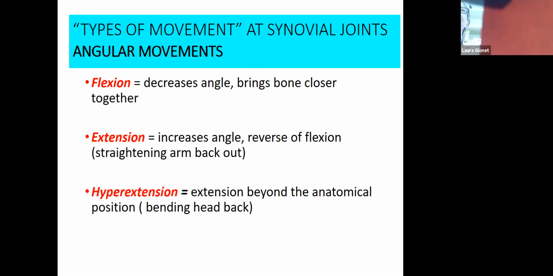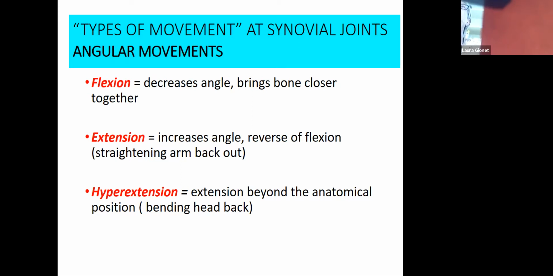Hyperextension means beyond the anatomical position. It does not mean, and this is easy to confuse with, abnormal or aberrant motion, because that can happen. You can hyperextend a joint that's not supposed to hyperextend, and yes, you could tear a lot of the ligaments. But an example of normal hyperextension occurs all the time in your neck and in your lumbar spine.